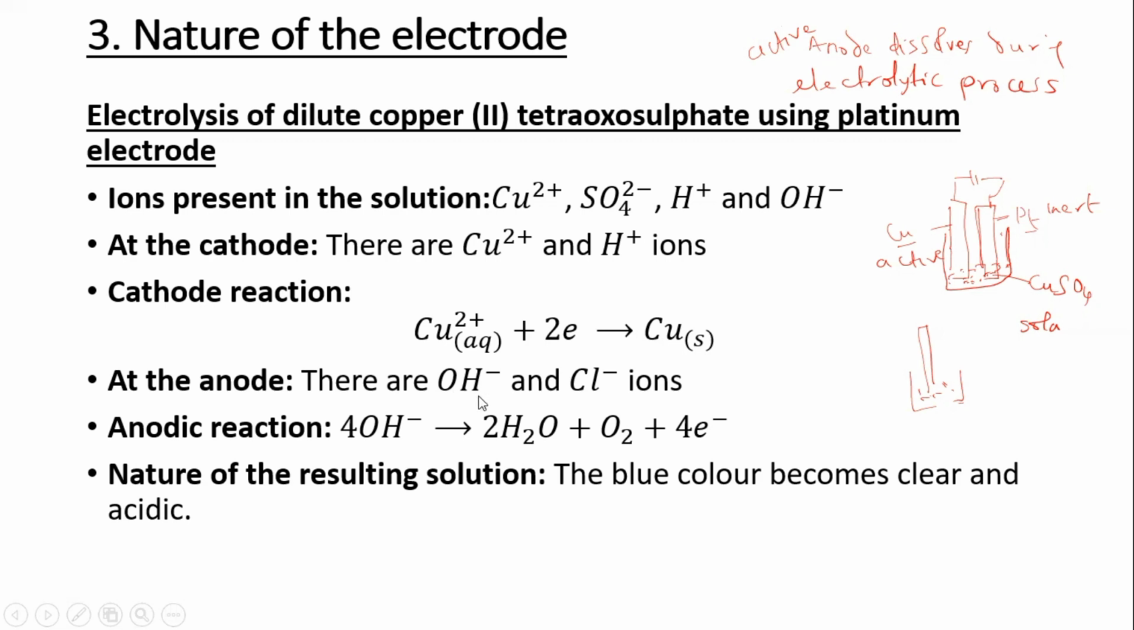At the anode, we have the OH minus and the SO4 2 minus ions. I'm sorry about that, this is supposed to be SO4 2 minus. And of course, OH minus is going to be preferentially discharged. And so we have this.